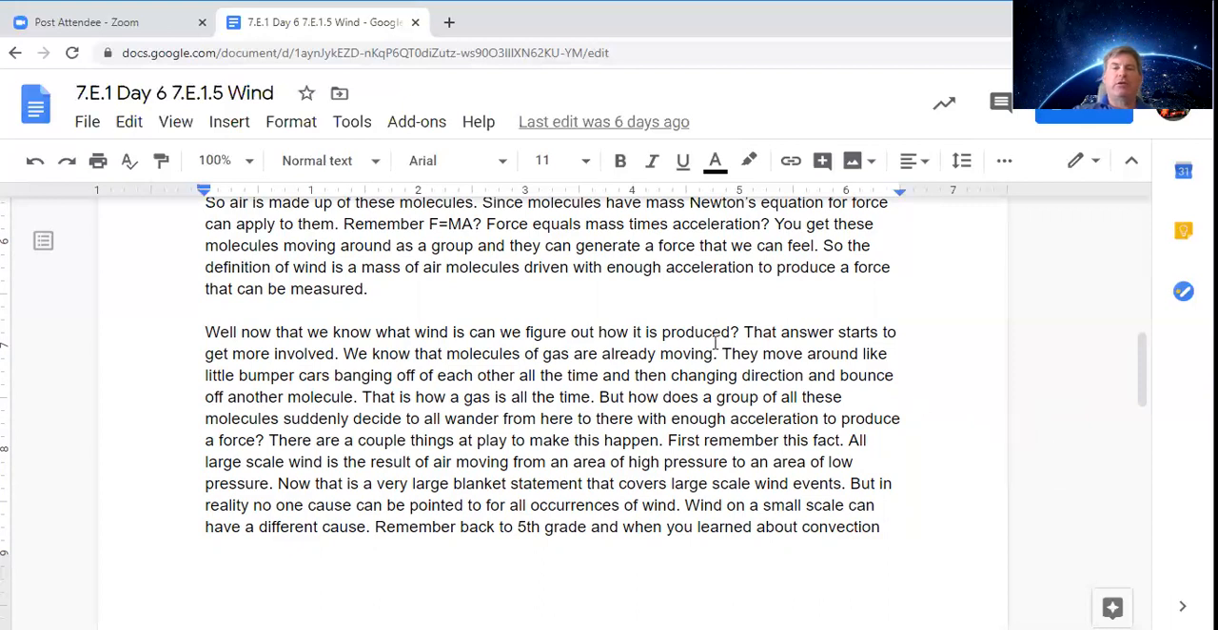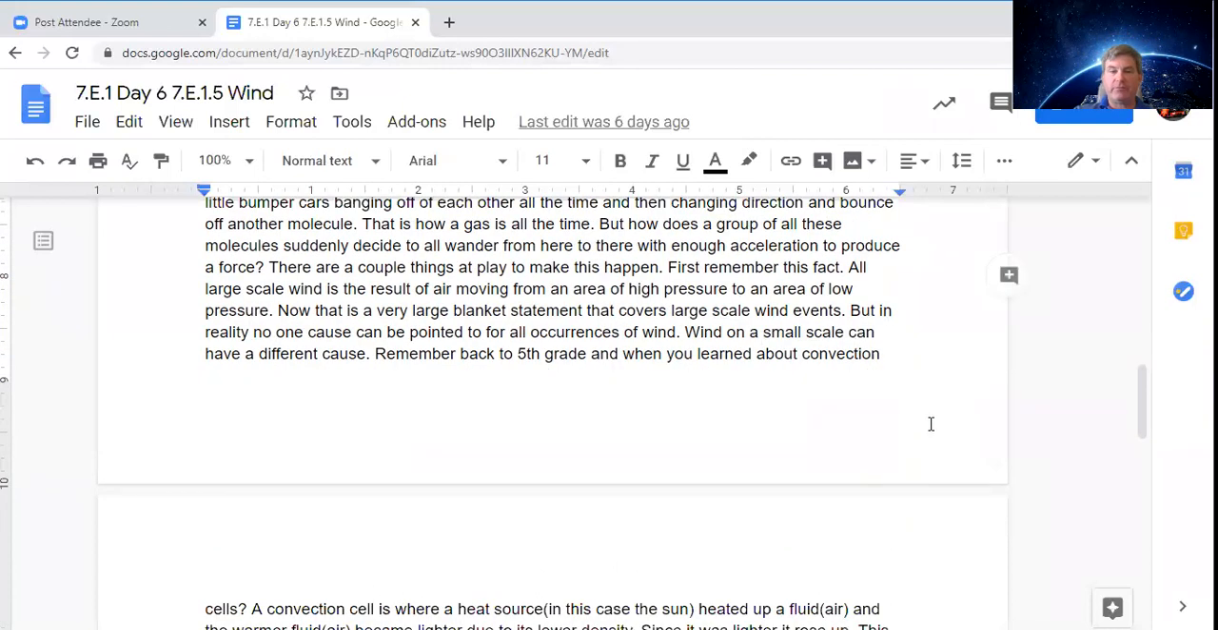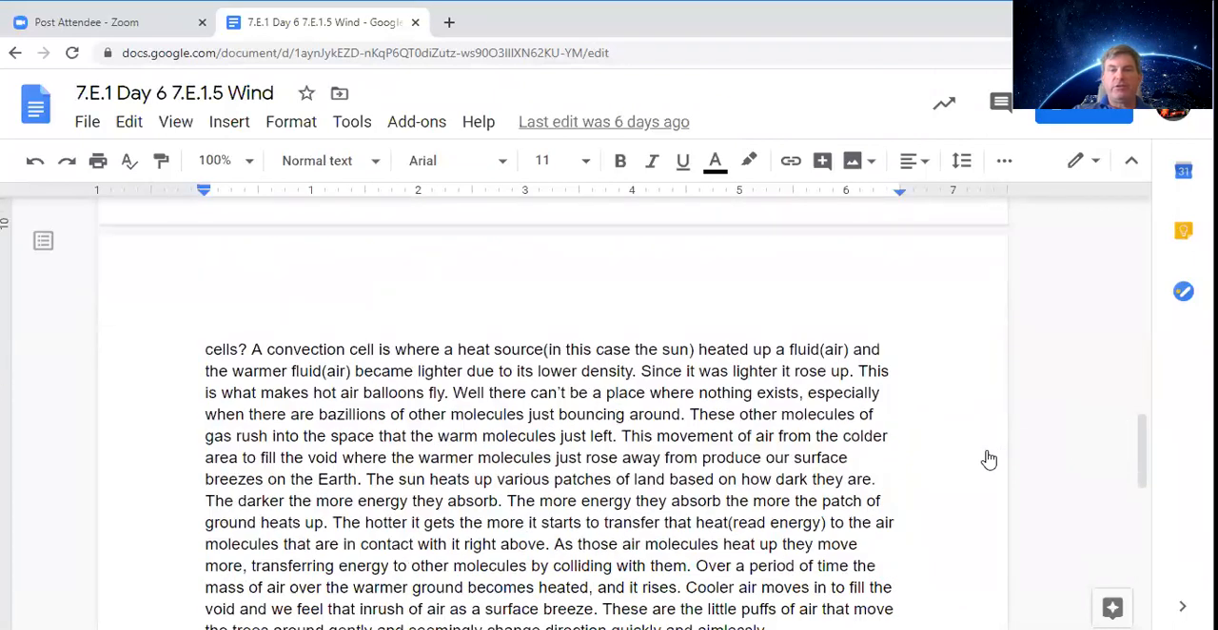But in reality, no one cause can be pointed to for all occurrences of wind. There are combinations of things, but wind on a small scale can have a different cause. Remember back to 5th grade when you learned about convection cells. Convection cells need a heat source. We're dealing with weather. What's the heat source? Yes, the sun heats up a fluid.